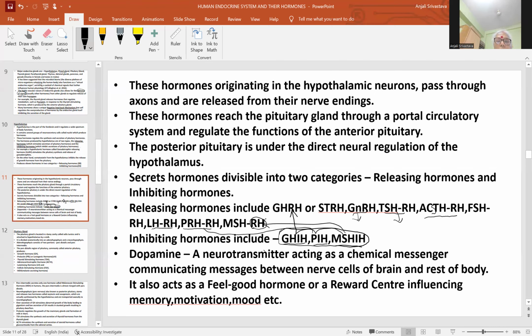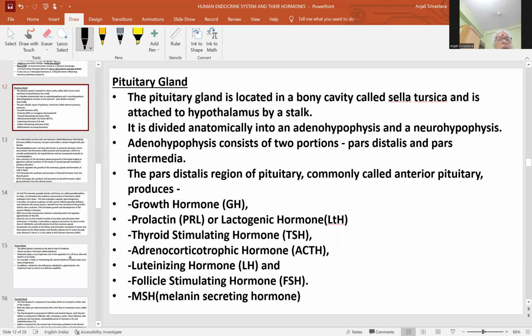So this is the hypothalamus. The hypothalamus also secretes a group of hormone or a neurotransmitter which is directly working, सीधा nerves के टिप से रिलीज होता है और केमिकल मैसेंजर की तरह काम करता है, डायरेक्टली कम्युनिकेटिंग बिटवीन नर्व सेल्स ऑफ ब्रेन and rest of body, and that is dopamine is called as हैप्पी हार्मोन, जो एक फील गुड हार्मोन की तरह काम करता है और रिवॉर्ड सेंटर हार्मोन की तरह काम करता है, इन्फ्लुएंसिंग मेमोरी, मोटिवेशन, मूड एक्सेट्रा. सो नाउ these are the hormones, the different hormones.